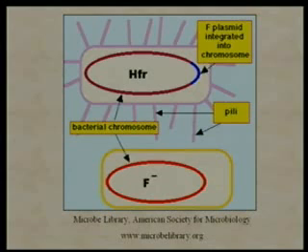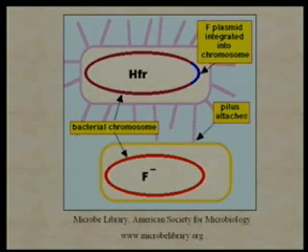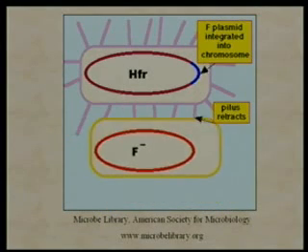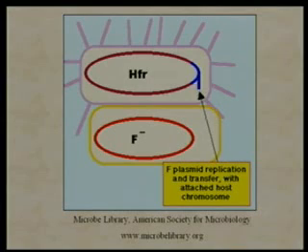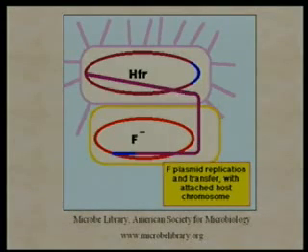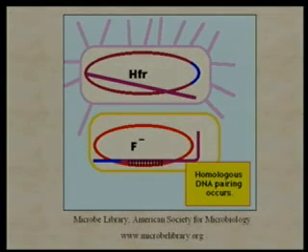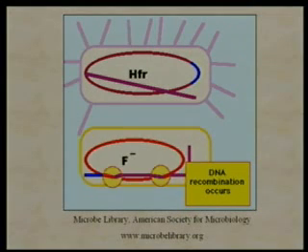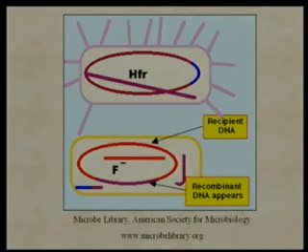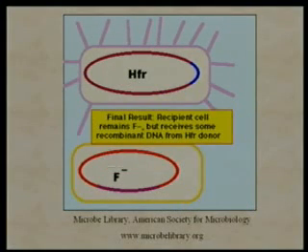All right. So here's a cartoon of Hfr. You get the conjugation bridge. There's the rolling transfer. We were transferring in the donor chromosome, break the mating pairs, homologous recombination to get stable exchange of the DNA. Okay? And now we've got the F factor with some DNA.